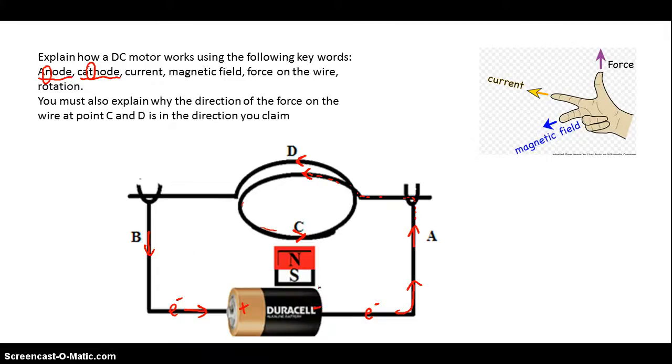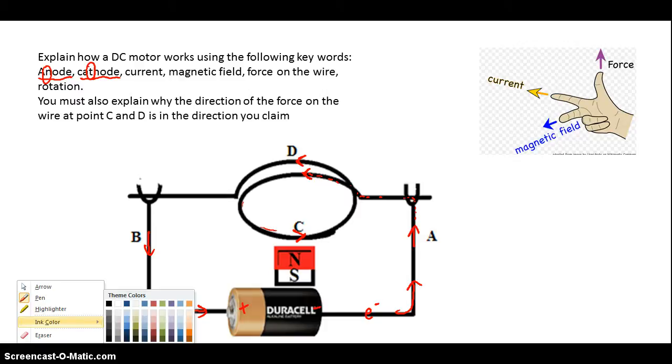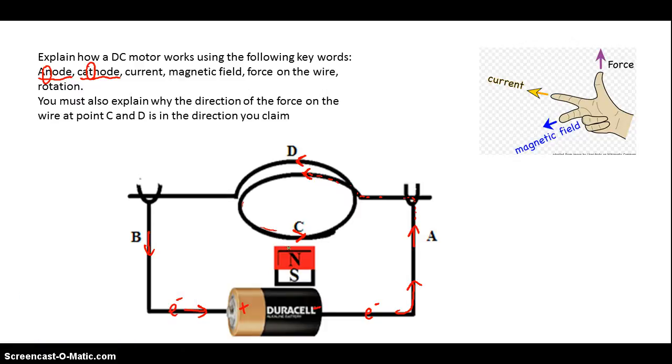Alright, how is this going to cause the motor to spin? Well, we also have a permanent magnet right here. Now whenever you have a permanent magnet, there's a north end and a south end, and we can say that there's magnetic field lines that are created from that permanent magnet. And they curl around just like this. They come out from the north and they go back in to the south.